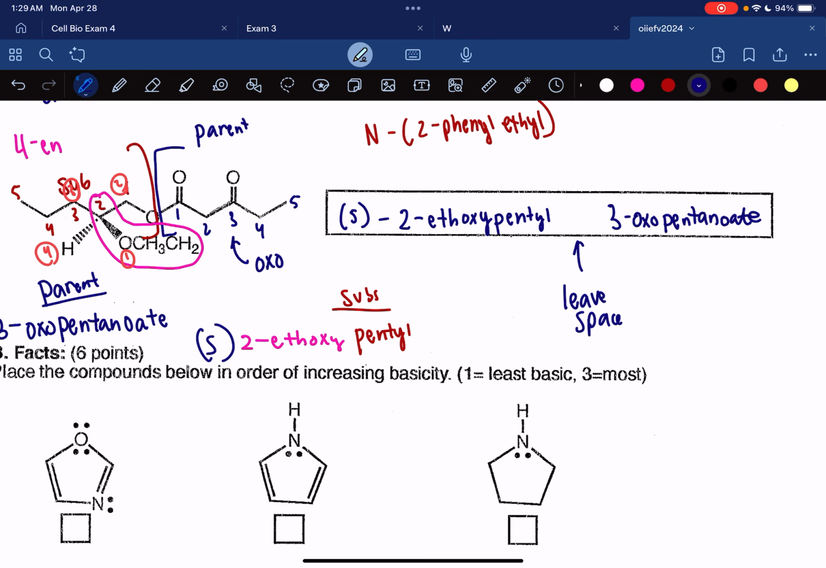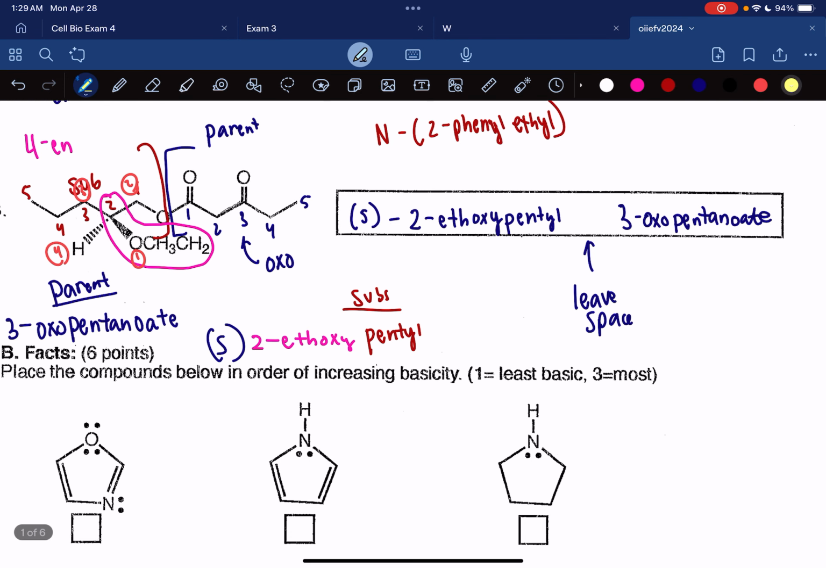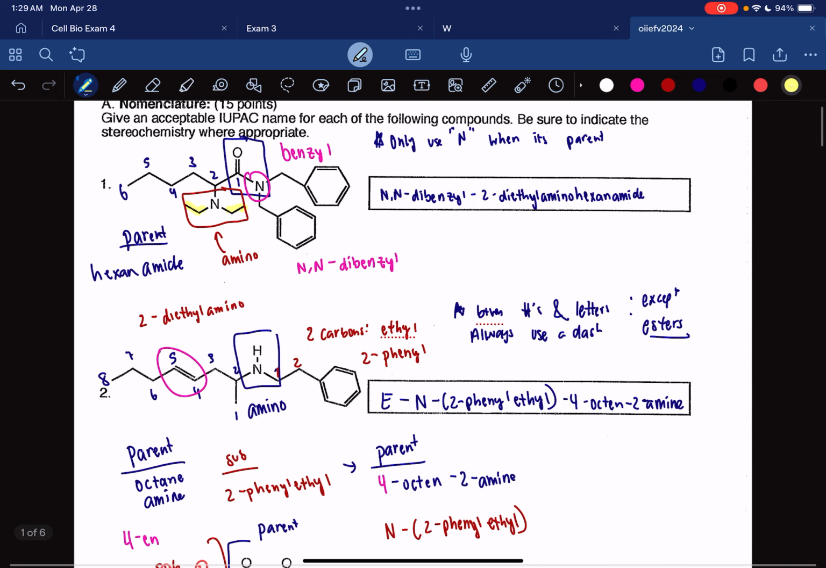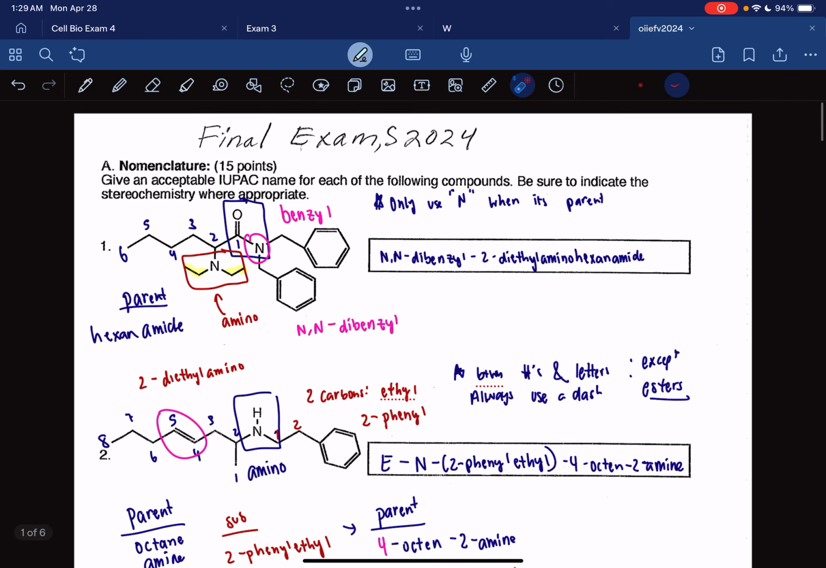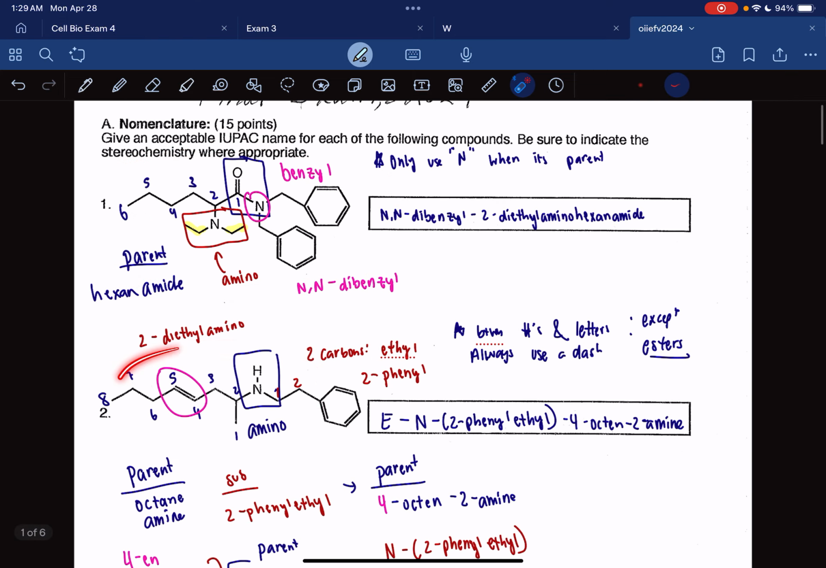So a few common mistakes that you might catch here is putting a dash here, so you will lose points there. And then a big one is this point here. You only use the N-like modifier when it's the parent. So in this first case, just be careful, this is not the parent. So you don't say N-ethyl. You just say 2-diethylamino. So that's all the nomenclature. You will have an amino question because that's from chapter 19. So be on the lookout for that.